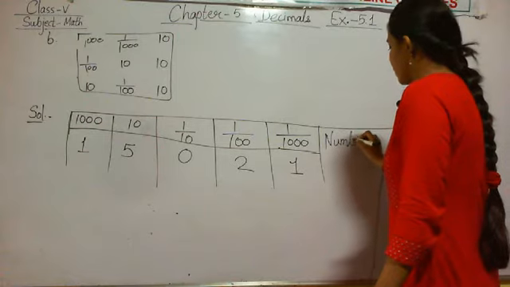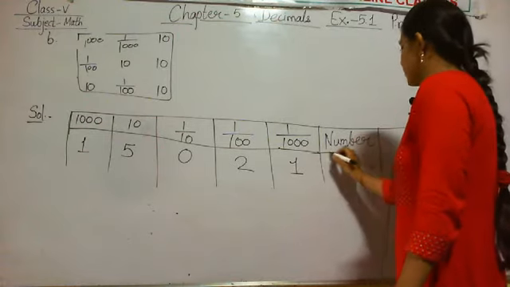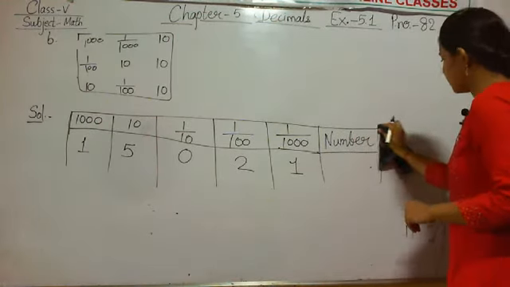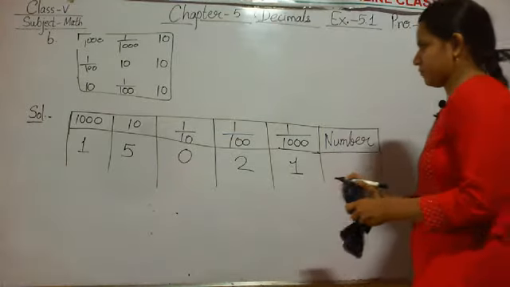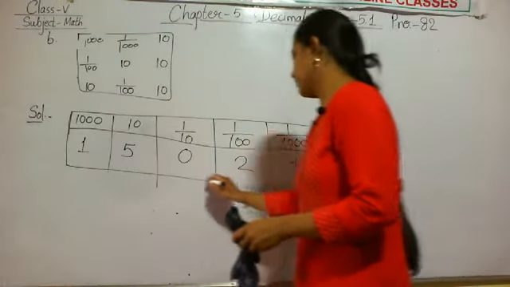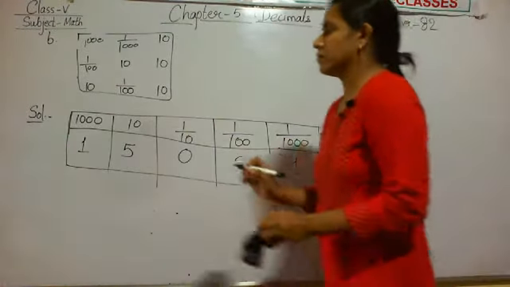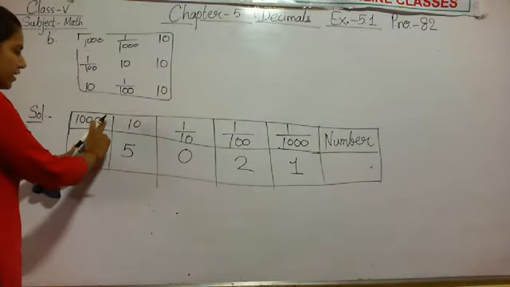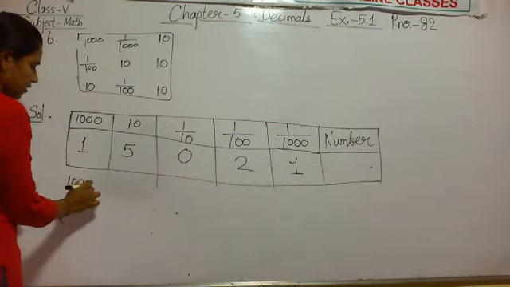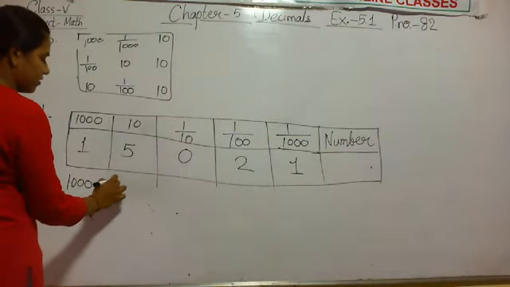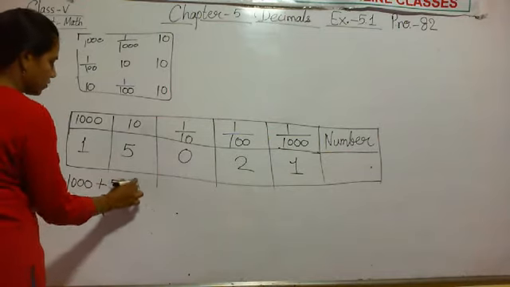Now write the number here. What number did you get? Write the number here. One is located at the 1000's place, which means 1 times 1000, plus 5 at the 10's place, so 5 into 10.